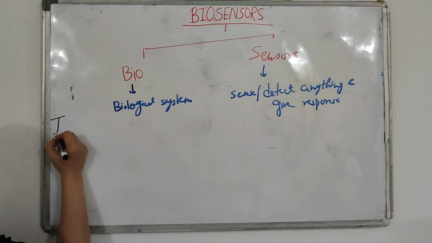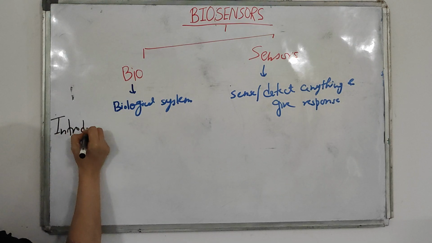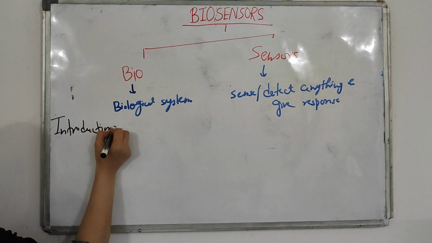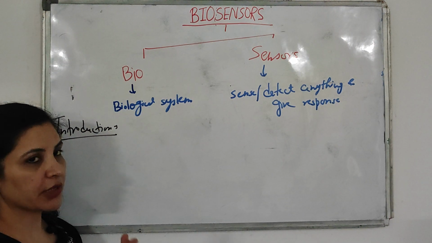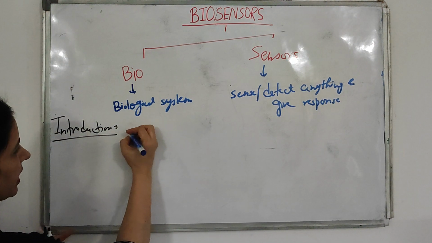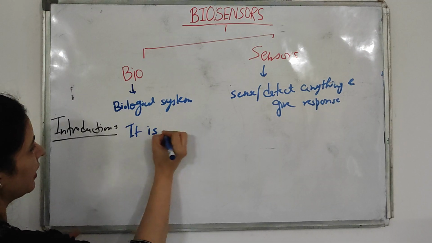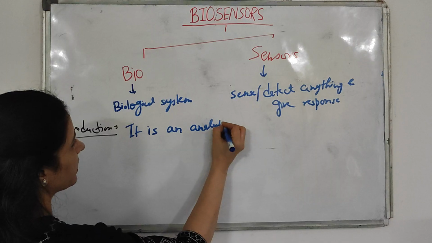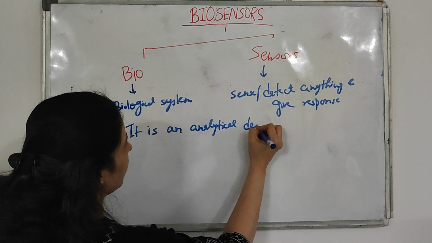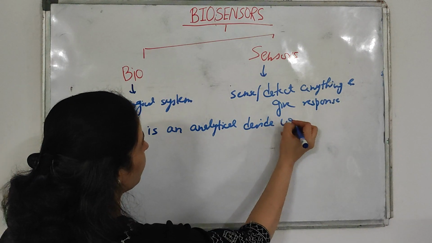How will you write it in your exam? If a question comes in the theory part, how will you write it? In the introduction, you first write what a biosensor is. So biosensor is what? It is an analytical device.